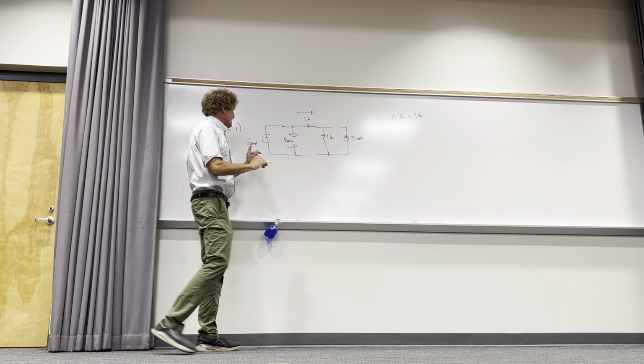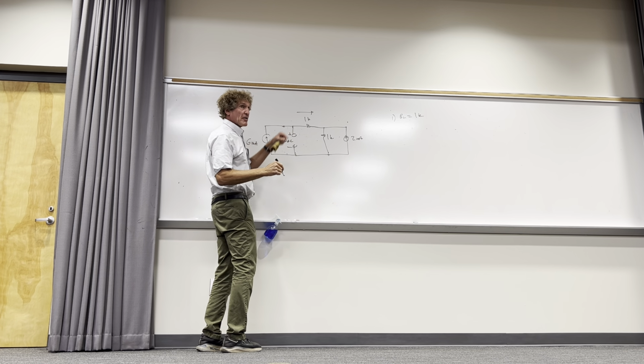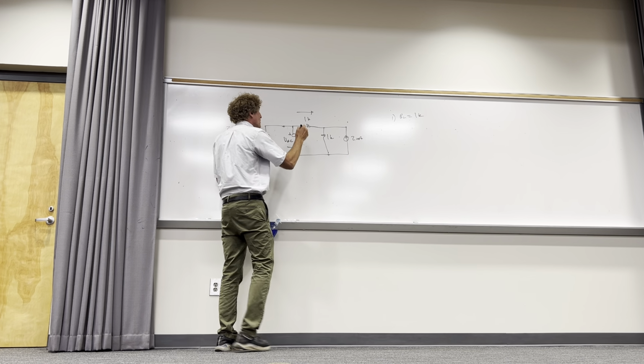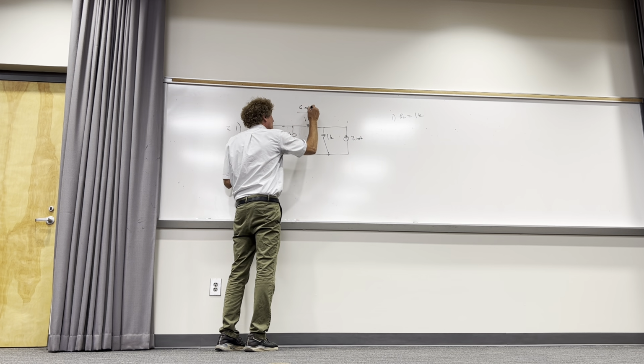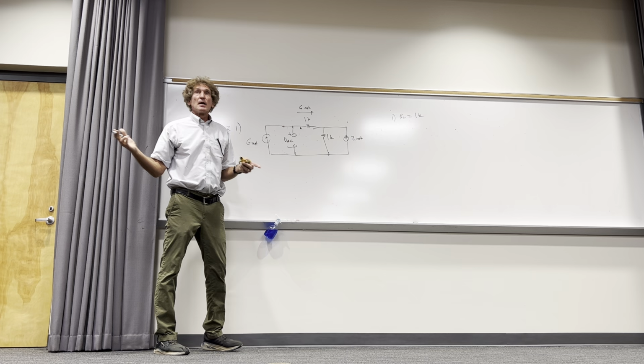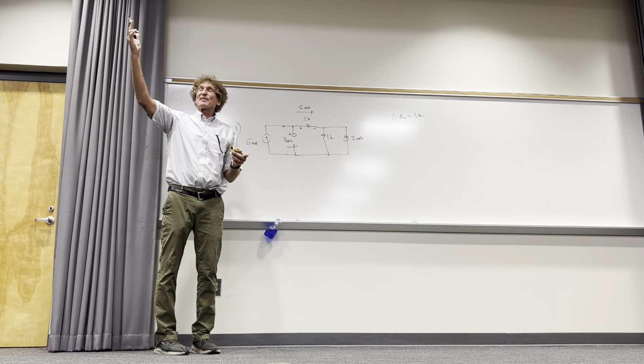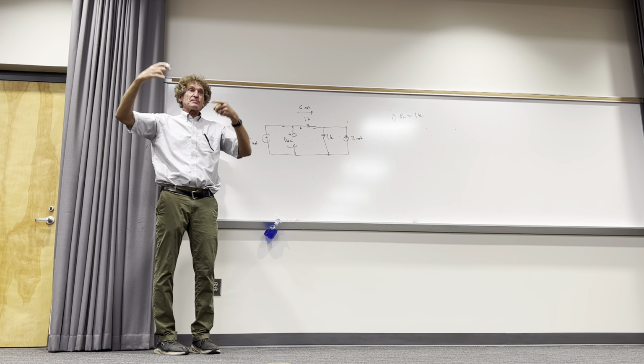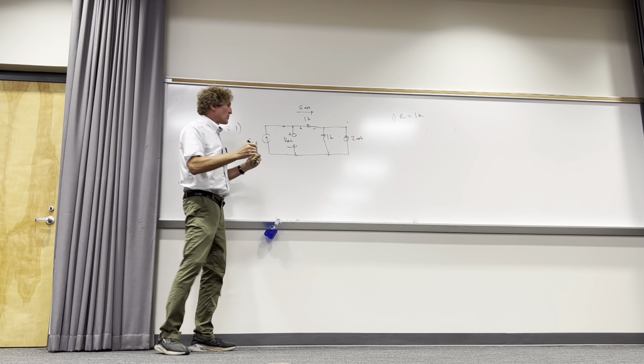You should all be able to see it's 6 milliamps. It can't go through there, it's an open circuit. So this is 6 milliamps, right? What's the voltage across here? If you can see it in the back, what is it? Anyway, 6 volts, right? 6 milliamps, 1K, 6 volts.